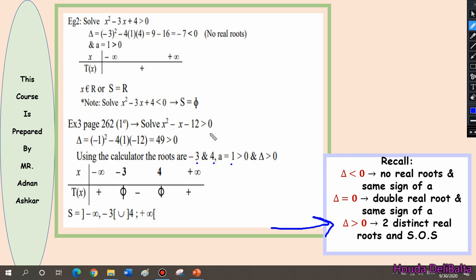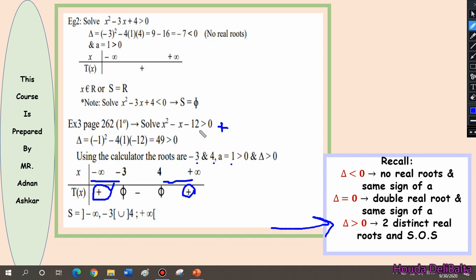And now we need it when it is positive, greater than 0, meaning plus. Then I'm going to search where we have a plus sign. We have it here, and we have it here. So we care about this region and this region. Then the solution is from minus infinity to minus 3, union, because I have two parts, from 4 to plus infinity, and we open at the numbers because we don't have "or equal."